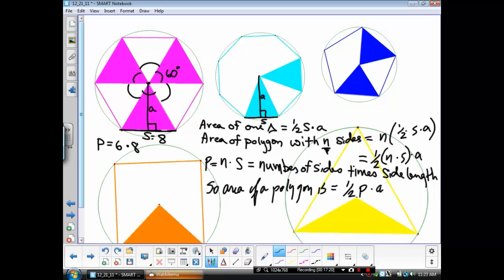This is Theorem 11.6. Let's state the theorem now that we have used the paper. Theorem 11.6 says the area of a regular polygon is 1/2 the product of the perimeter and the apothem.